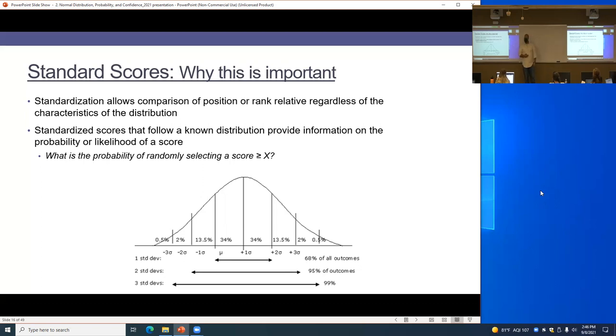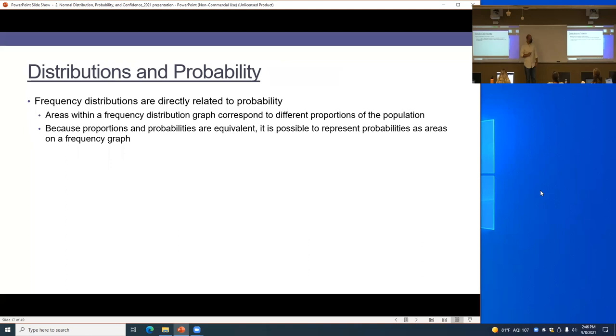It's all lined up the way it should be, right? We could start to go through and infer things about these scores based on their position. Okay.